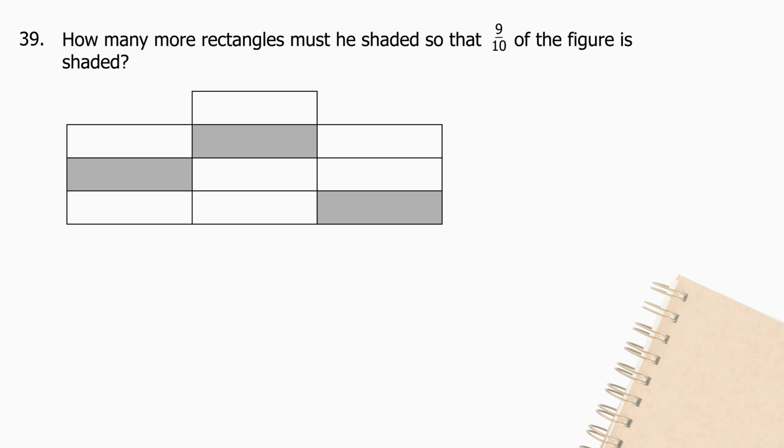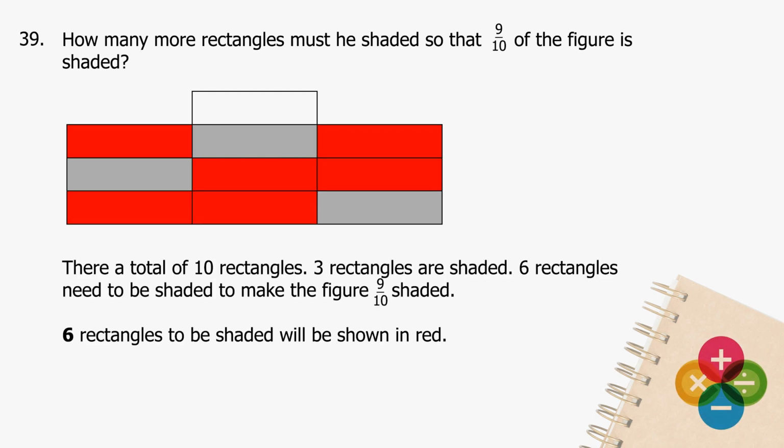Question 39. How many more rectangles must be shaded, so that 9/10 of the figure is shaded? There are a total of 10 rectangles. 3 rectangles are shaded. 6 rectangles need to be shaded to make the figure 9/10 shaded. 6 rectangles to be shaded will be shown in red.